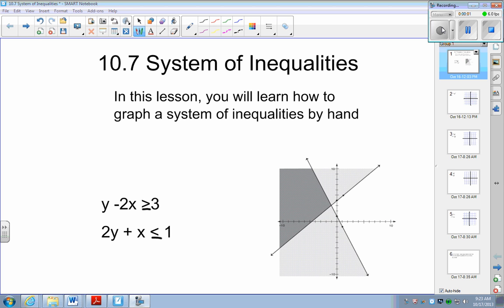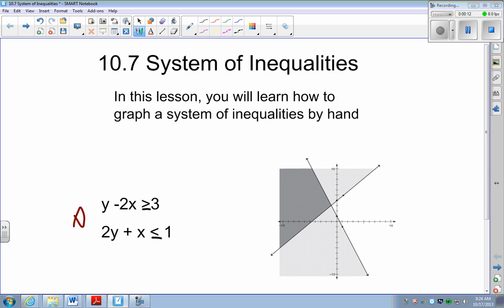Hey, college algebra. In today's video, we're going to be talking about systems of inequalities. In this lesson, you're going to learn how to graph a system of inequalities by hand. So here's our system of inequalities. The region where they're both shaded in is all of our possible solutions.